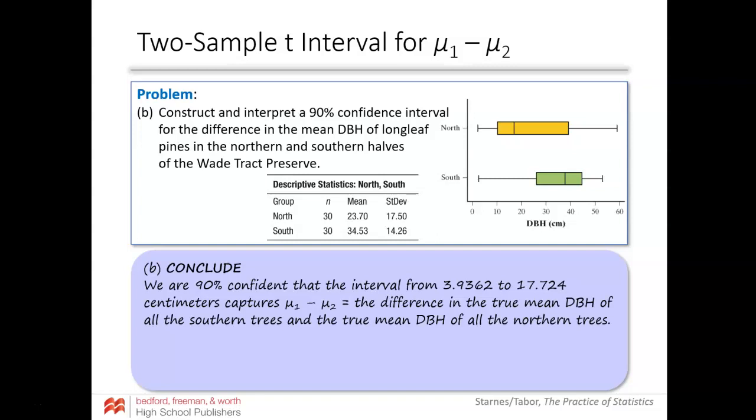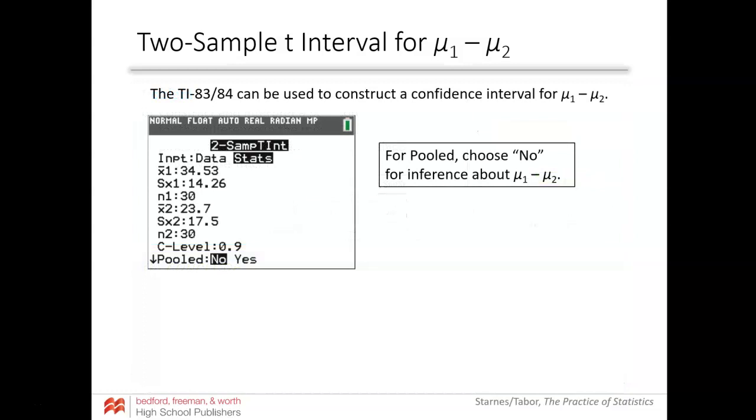the true difference in the mean DBH of all southern trees and the true mean DBH of all the northern trees. So again, I know we defined mu sub 1 and mu sub 2 earlier in the problem, but I would prefer it done in words here, the true difference in, you know, southern minus northern. I'm just thinking like if I was a reader, well, obviously I read your tests all the time, but what would I want to see? So think about an easy way to write those. You don't necessarily have to follow the exact formula they have there.